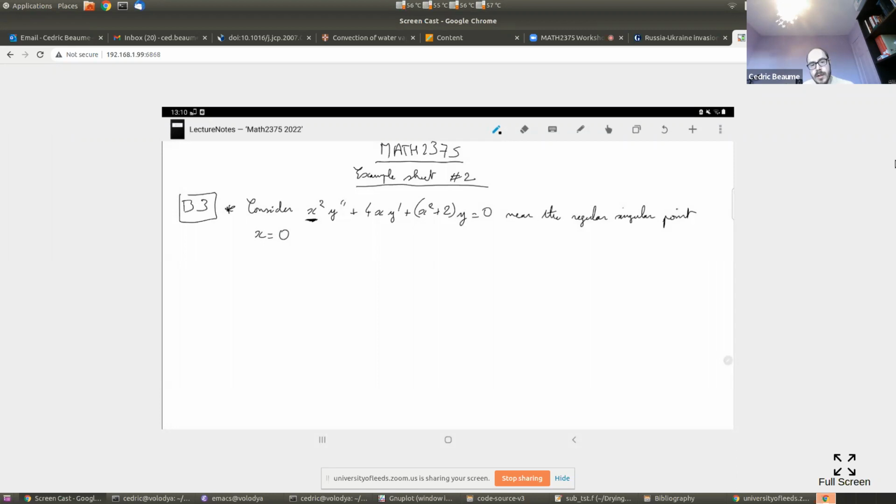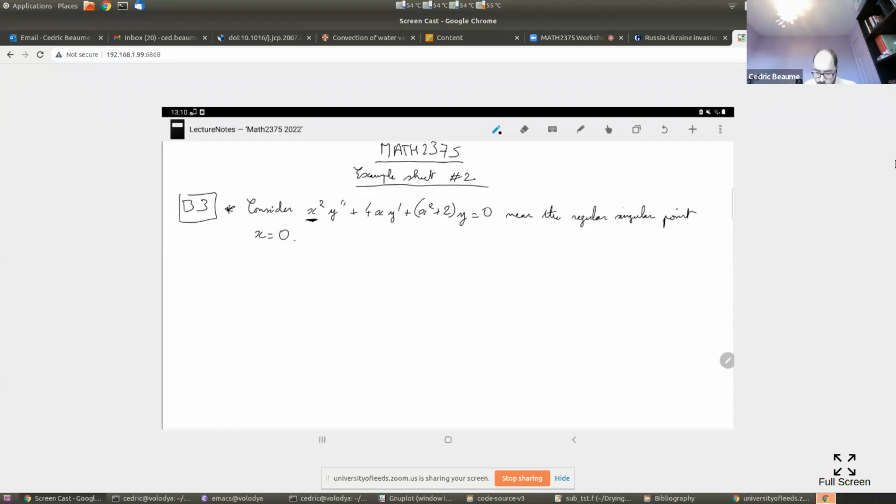And the way to check whether it's regular or irregular, we might have an example of that later, or maybe it's in B4. Let me check. Yeah, I think it's in B4. So maybe I can cover that at the end as well. Otherwise, I refer you to last week's workshop. So we're interested in this equation around that point.